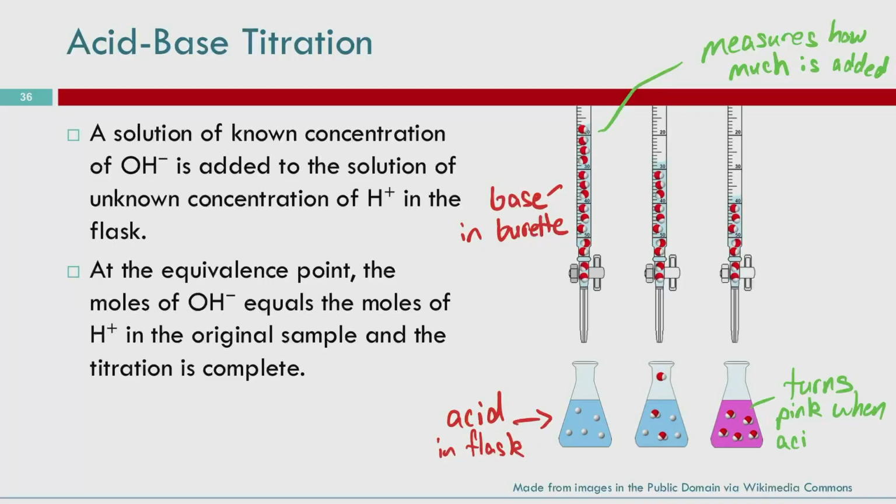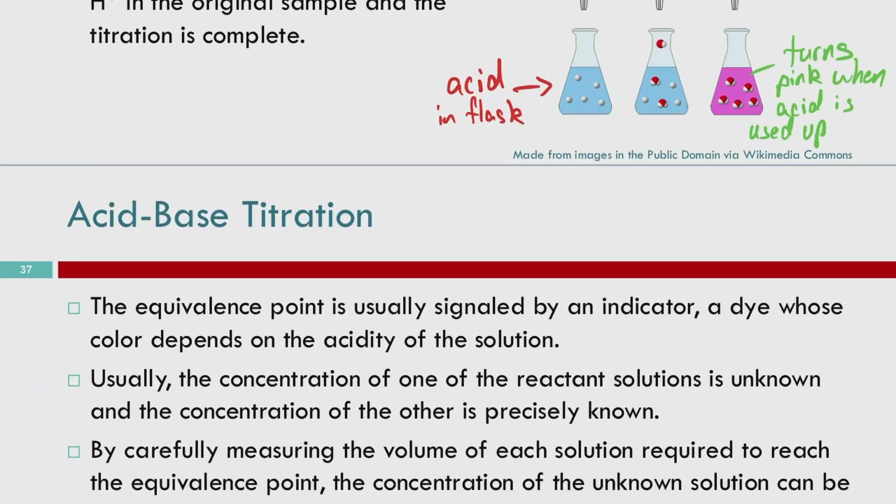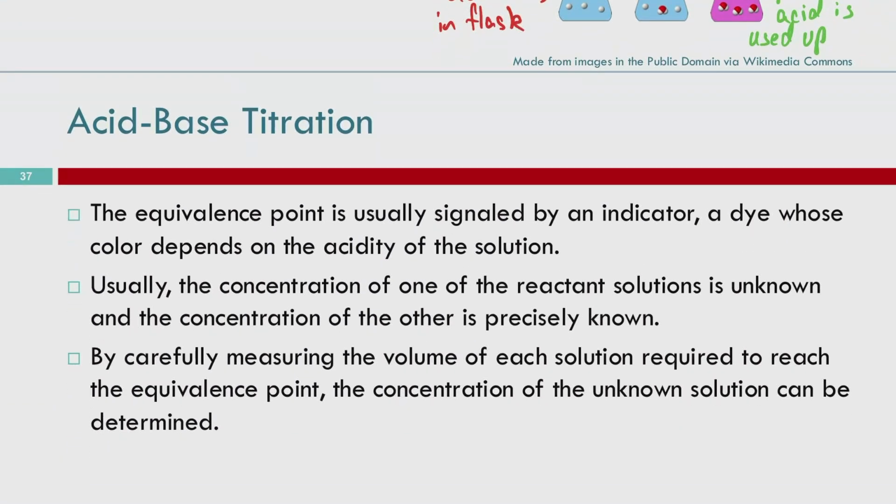So it turns pink when acid is used up. And what that lets us know is that we've got no more acid, and so the amount of base that we added is the same as the amount of acid that was in the solution. So all the H pluses have reacted with all the OH minuses, and that's what we call our equivalence point. And I think we've got more about that here.